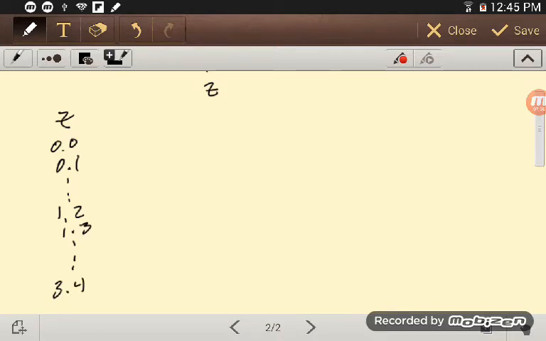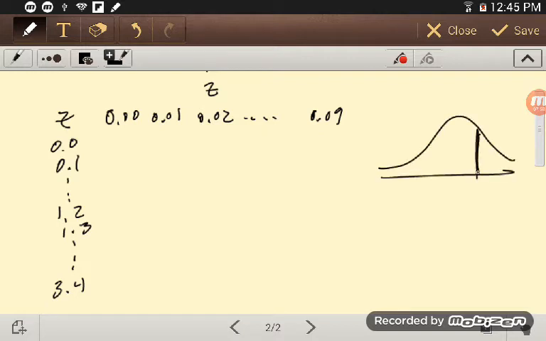And then similarly out this side we have our 0.00, 0.01, 0.02, all the way out to 0.09. And so if I wanted to look up this probability, here's 1.32, and I wanted to know what proportion of the population is to the left, and it's an area, because the area under here is 1.